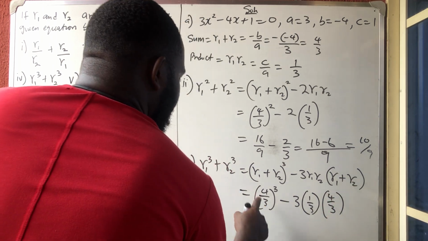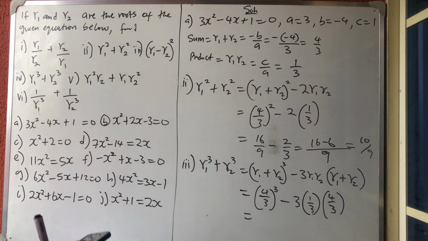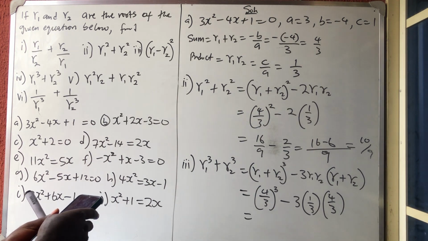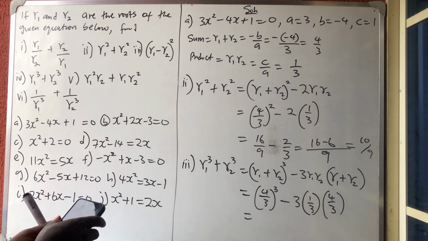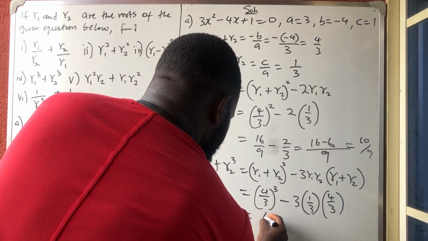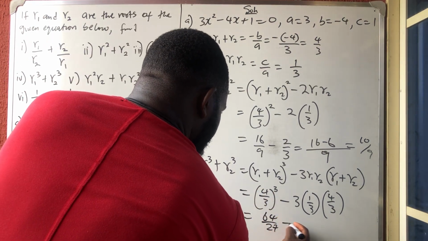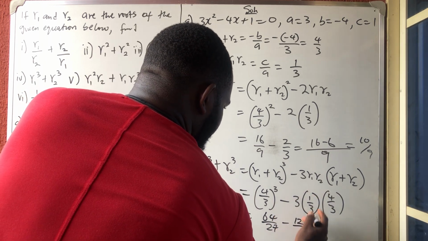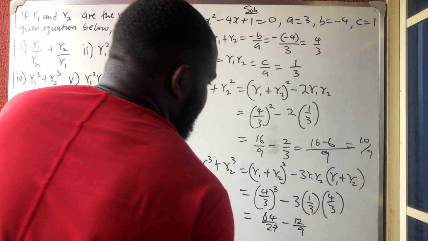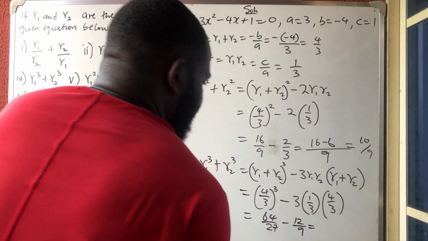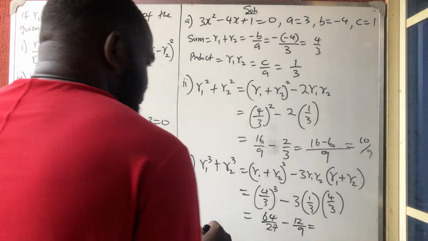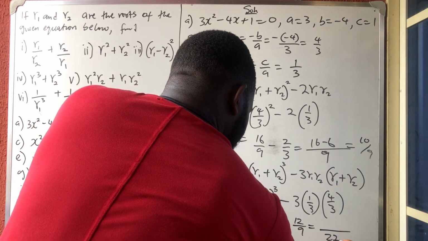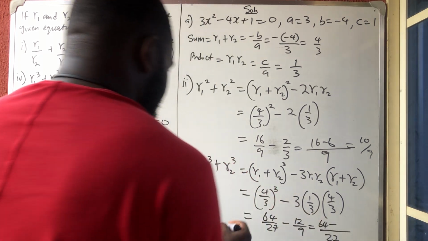So this one is giving me 4 raised to power 3, that is 4 times 4 times 4. That is 64. That is 64 over 27 minus, this time this is 12 over, this time, 9. So the LCM is 27. So I'm having 64 minus 3 times 12.